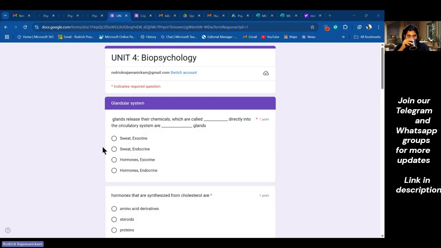Is it clear so far? No, thank you. Yes. Good. So now we move to the glandular system. We'll try to rush through this. We'll not go back and forth to the PPT or something.